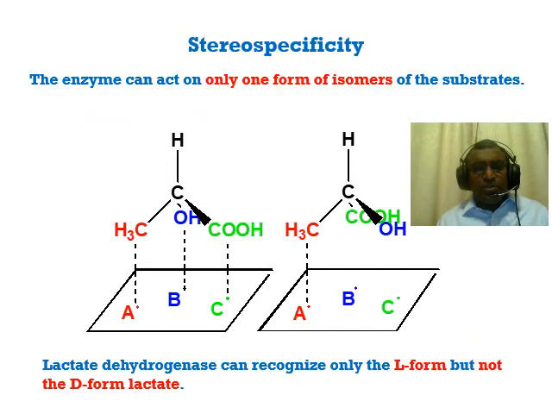Next, we have stereospecificity, and I think this is the most specific one, because just for the difference of L or D form, it chooses only one type of stereoisomer, and only that one will be converted to product, while the other will not be activated or converted to product at all. So highly specific is the stereospecificity.